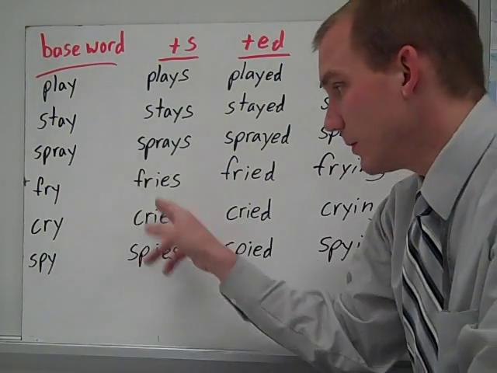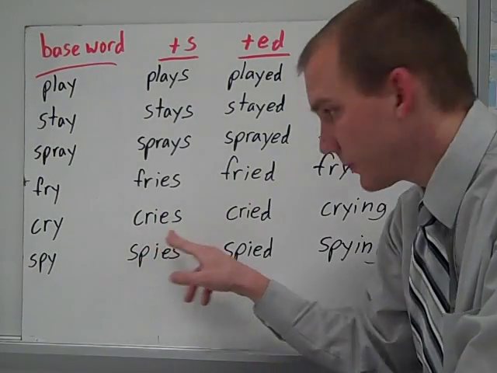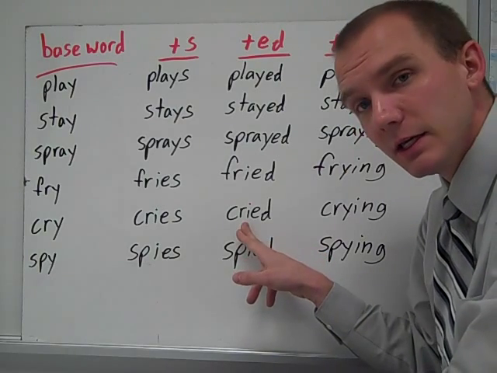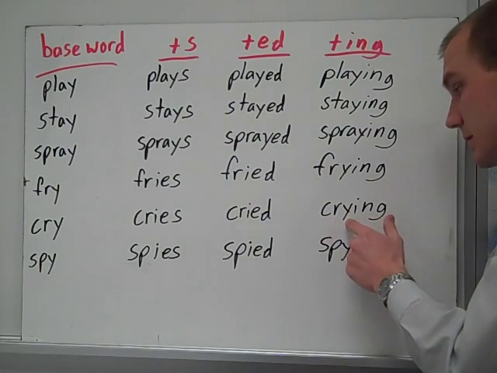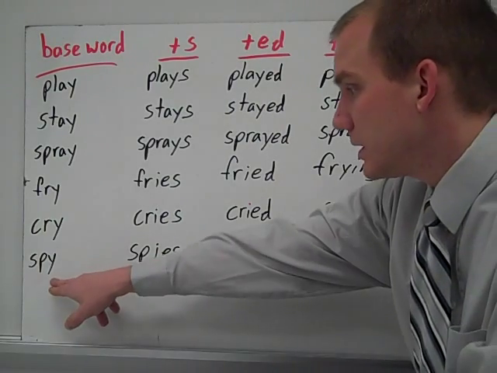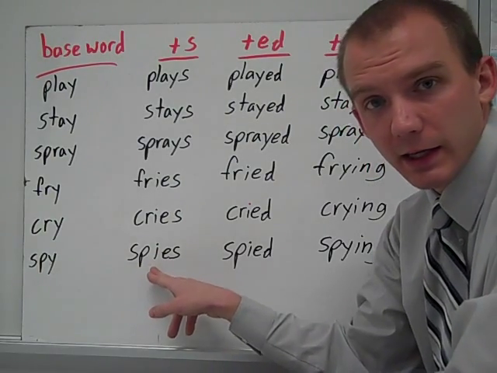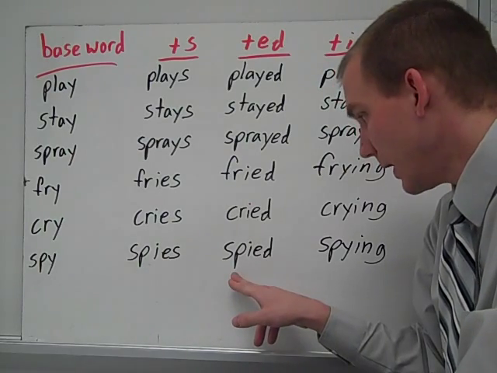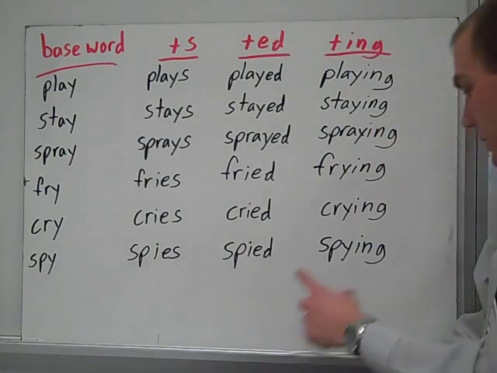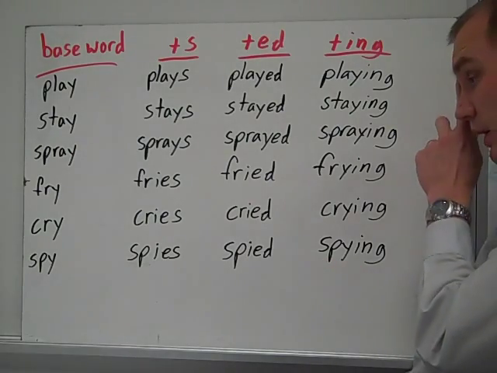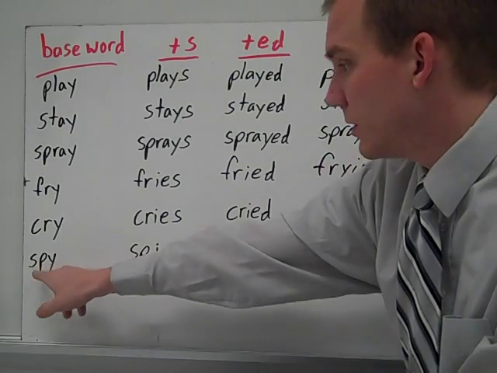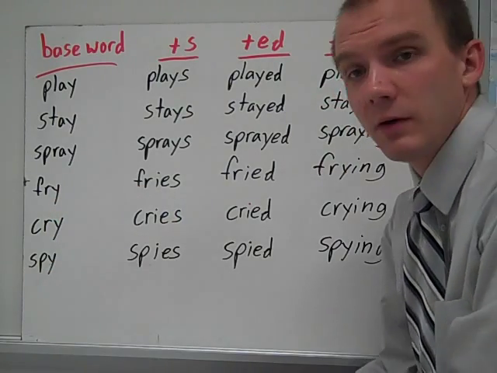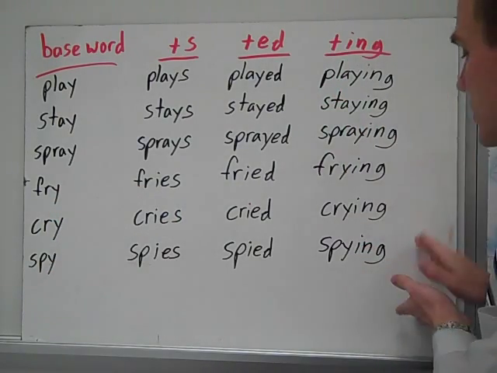Cry. Y becomes i, add es, cries. Y becomes i, add ed, cried. Everything stays the same for the ing, crying, c-r-y-i-n-g. Spy, y to i, spies, spied, y to i, add ed, spying, add the ing. If you can learn the pattern for each column, really you just have to know the base words and know, is it consonant y or vowel y? And remember, all the ings stay the same.